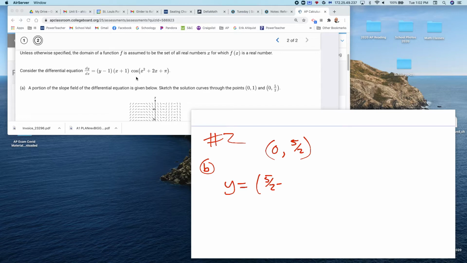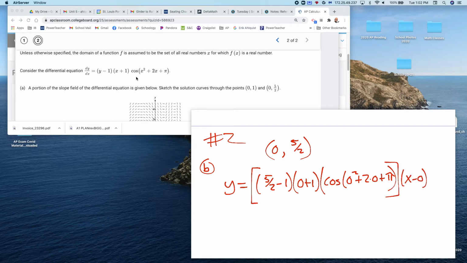5/2 minus 1. I'm going to have this slope times 0 plus 1 times cosine 0 squared plus 2 times 0 plus pi. There's my slope. Times x minus 0 plus 5/2. That is actually a tangent line.